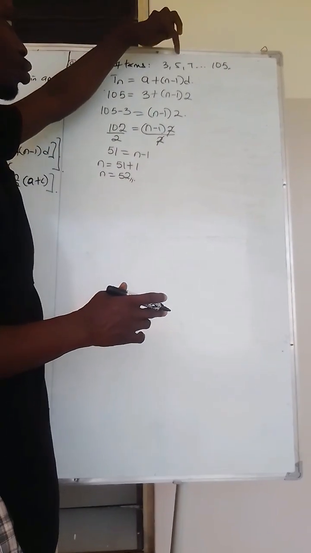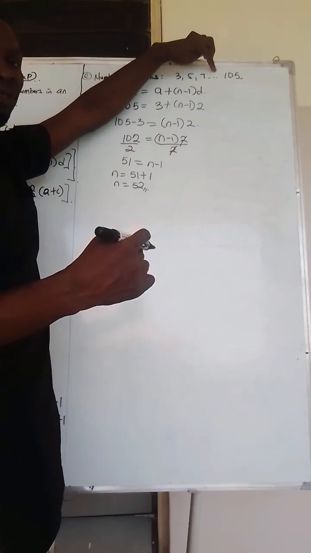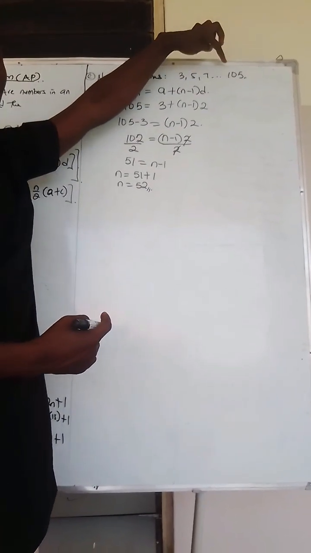So if we continue adding 2, the 52nd term will be what? 105.